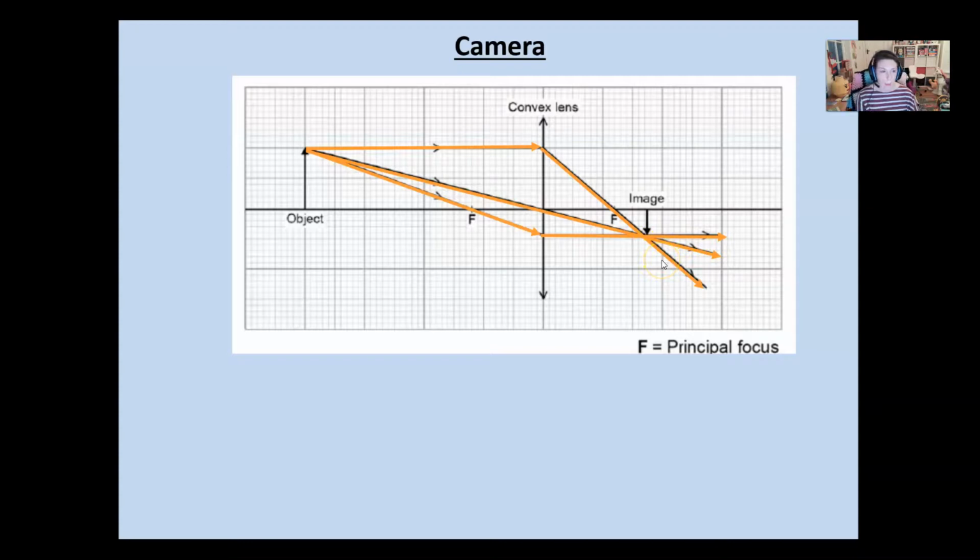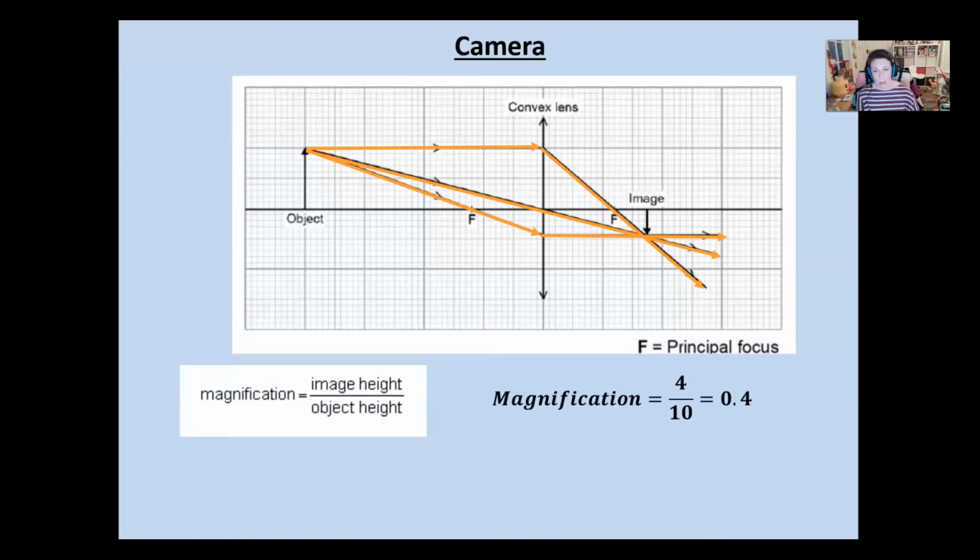So what can we tell about this image? We can tell the object is quite far away from the focal point. So what we actually get is a smaller image. Well, that makes sense. If we take a photo on our phone camera, the image is smaller than the object we're looking at. So that makes sense, it's smaller. You can figure out how much smaller it is.